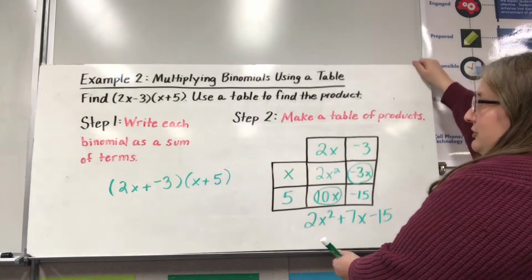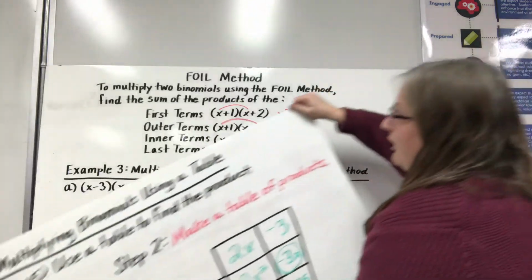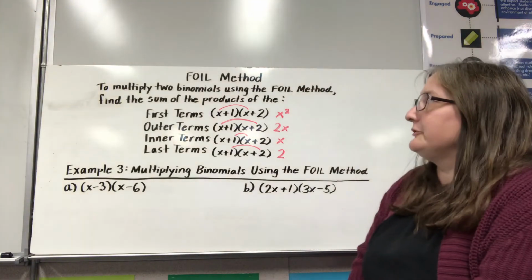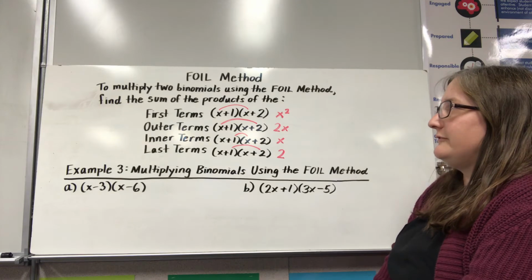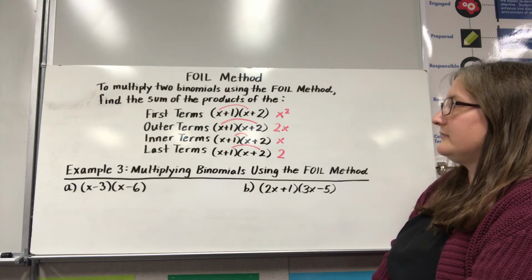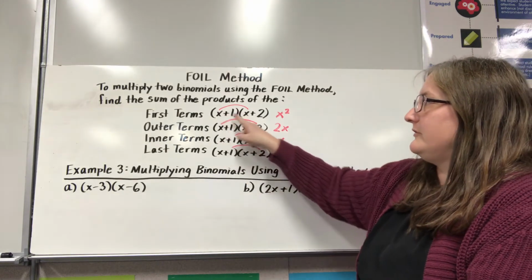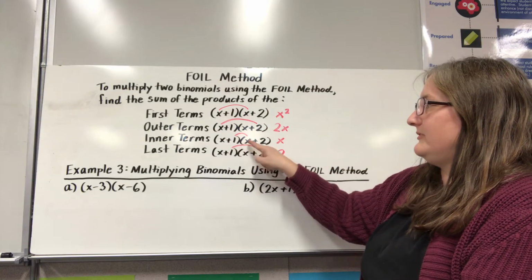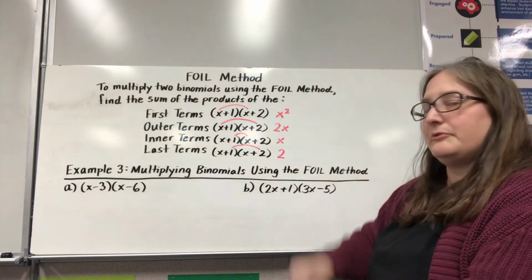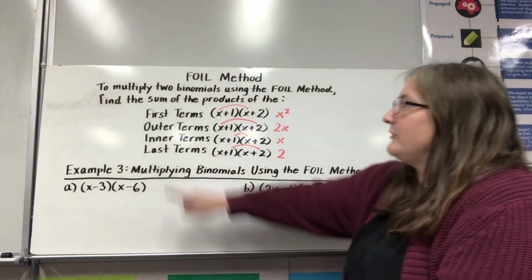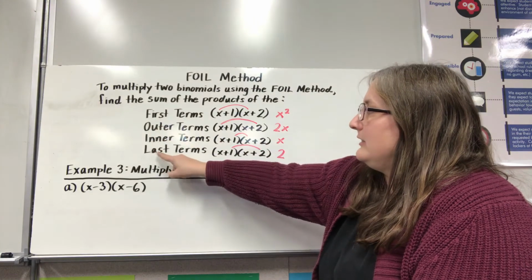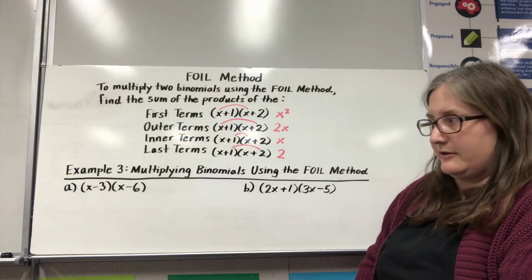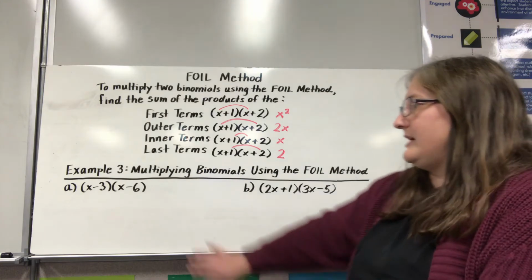The third method that we're going to look at to multiply binomials is called the FOIL method. In this method, in order to multiply two binomials, I'm first going to find the products of my first two terms of each binomial, then the outer two terms, then the inner terms, and finally the last terms. And the way to remember this is first, outer, inner, last. Start with the letters F-O-I-L, which spell FOIL.